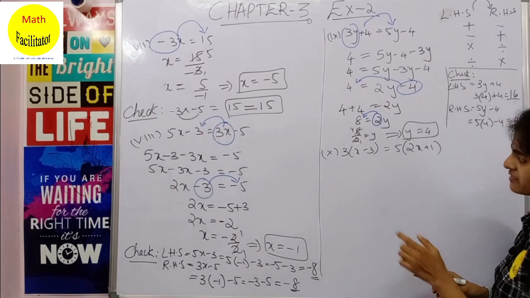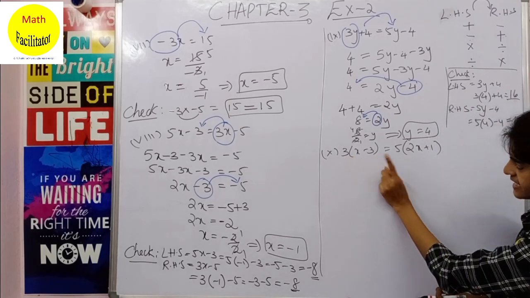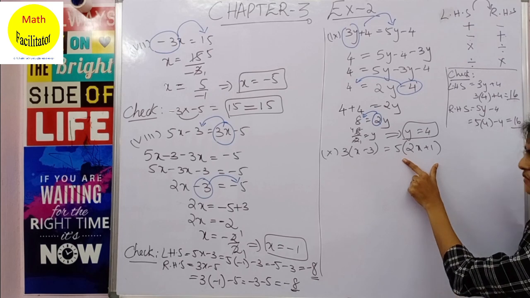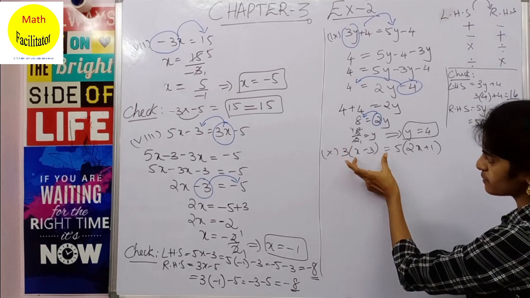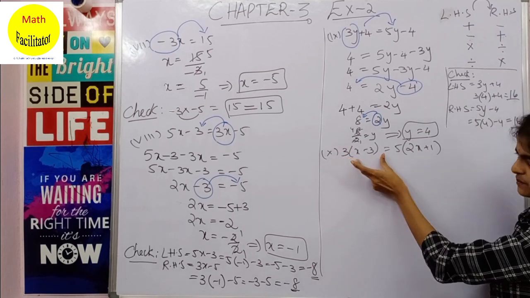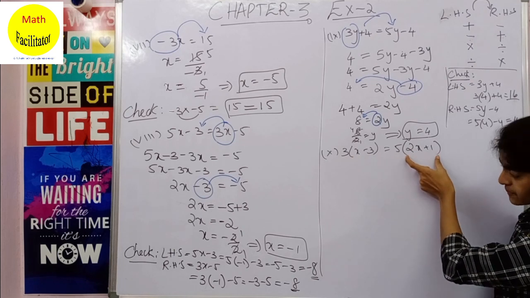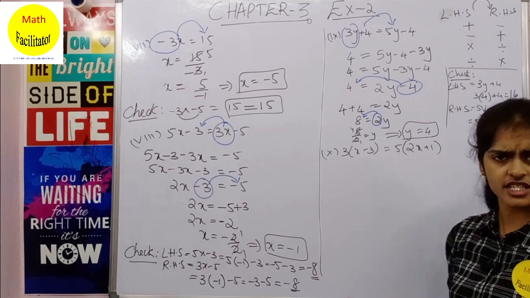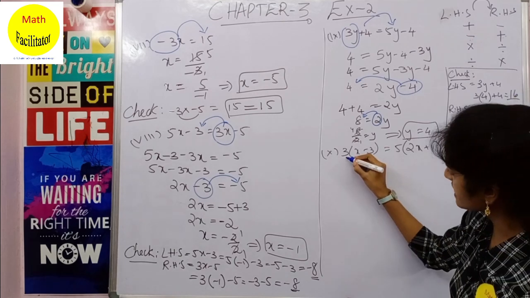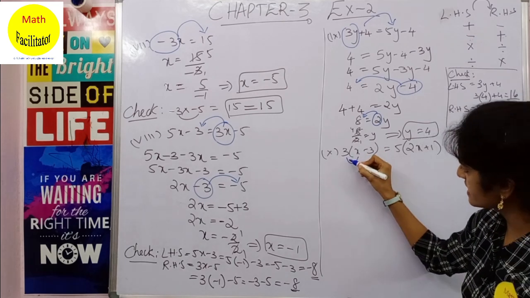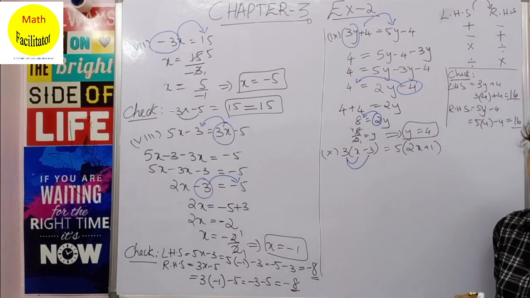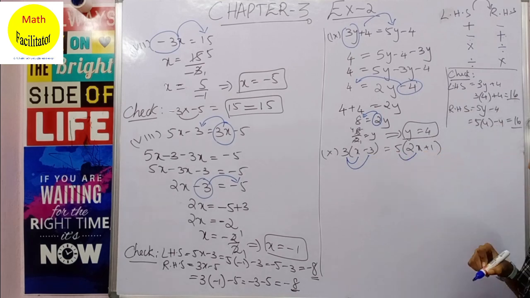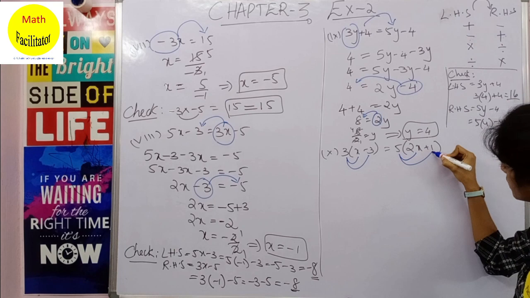Here you have 3 into x minus 3, equal to 5 of 2x plus 1. So this 3 is multiplied completely with x minus 3. This 5 is the multiplication for complete 2x plus 1. So let us distribute this. You have learned distributive property, right? So this 3 is distributed to x. This 3 is also distributed to 3. This 5 is distributed to 2x. This 5 is distributed to 1.